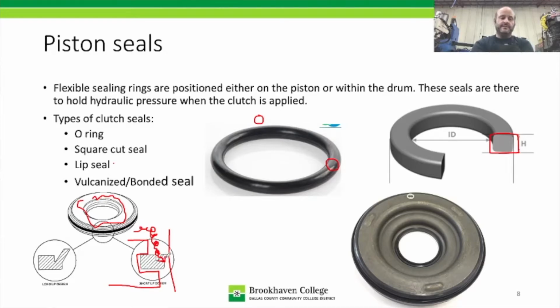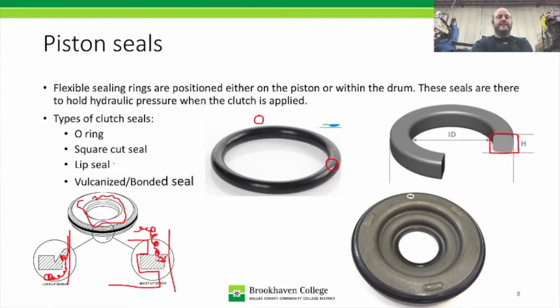Because of that, lip seals are directional. If you were to install the seal upside down, let's say this one over here, so the hydraulic pressure is coming from this side, all it's going to have to do is put a little bit of pressure against this seal, and it's going to fold it back, and then the hydraulic pressure will leak out. So lip seals are directional, O-rings are not directional, and square cut seals are not directional.